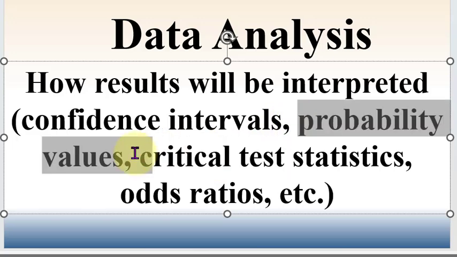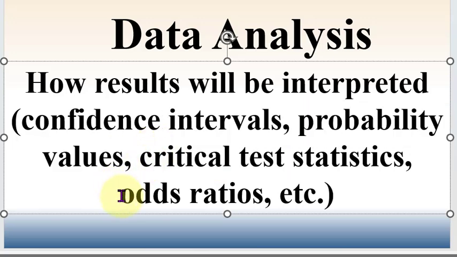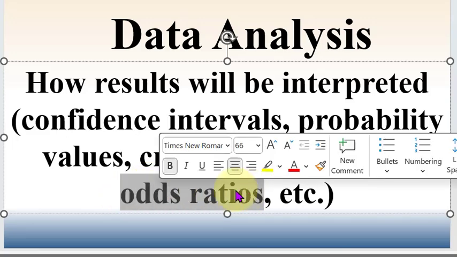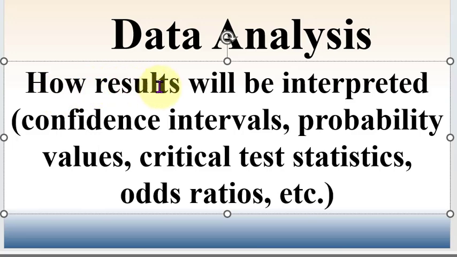We tend to stick to probability values. Some will ask for odds ratios. Your logistic regressions have odds ratios. Chi-squares can have odds ratios. And discriminant function analysis, DFA, also has odds ratios. Again, just tell the reader how you're going to interpret the results.